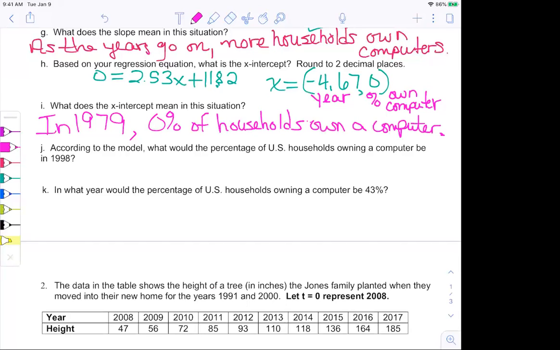So does that sound like that could be a true statement? In 1979, 0% of households own a computer? Anybody think? Your parents were probably born sometime in the 70s. Do you think they had a computer in their house? I bet you could ask.